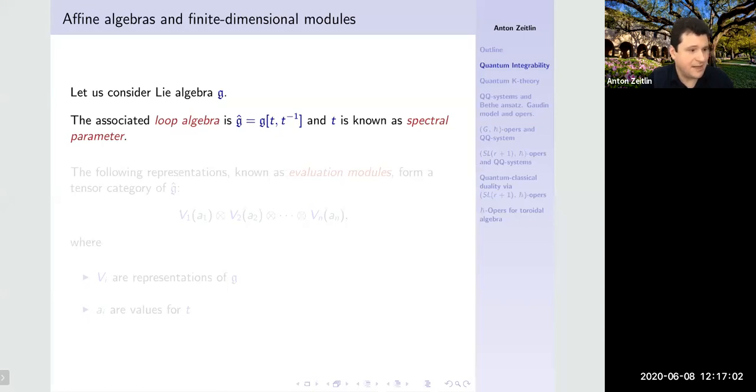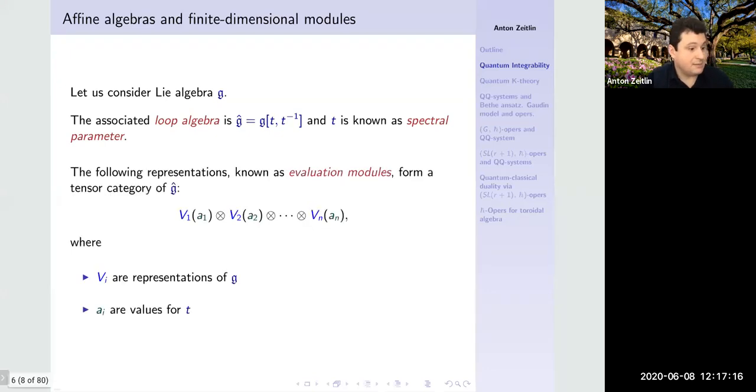So let's start from some Lie algebra G. For most of the talk, Lie algebra G will be considered to be a simple Lie algebra. Let's look at the corresponding loop algebra. And then we can talk about the family of representations called evaluation modules, which are induced by representations of the Lie algebra. So there are evaluation parameters, which are very important, which stand for the values of T, the loop parameter, right?